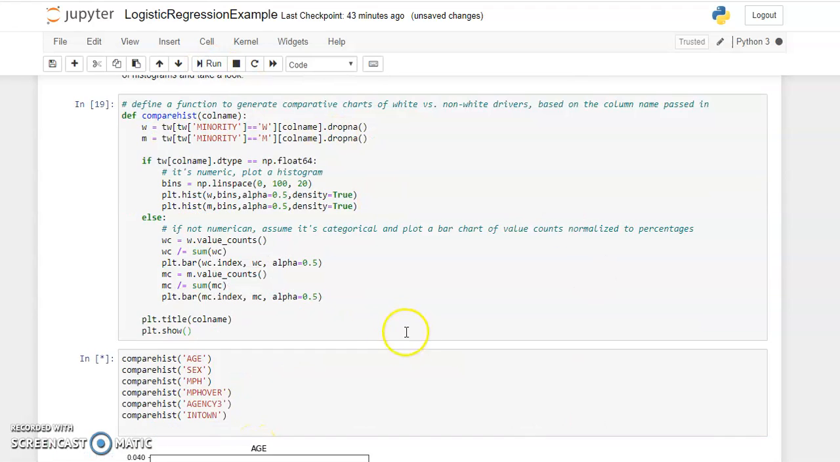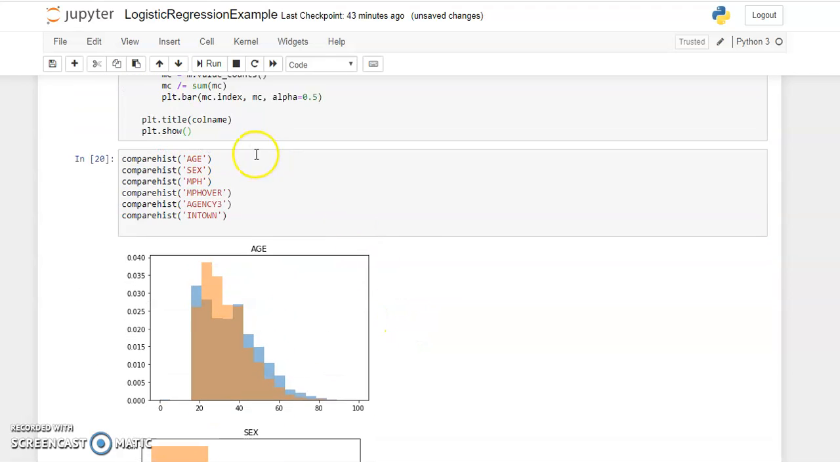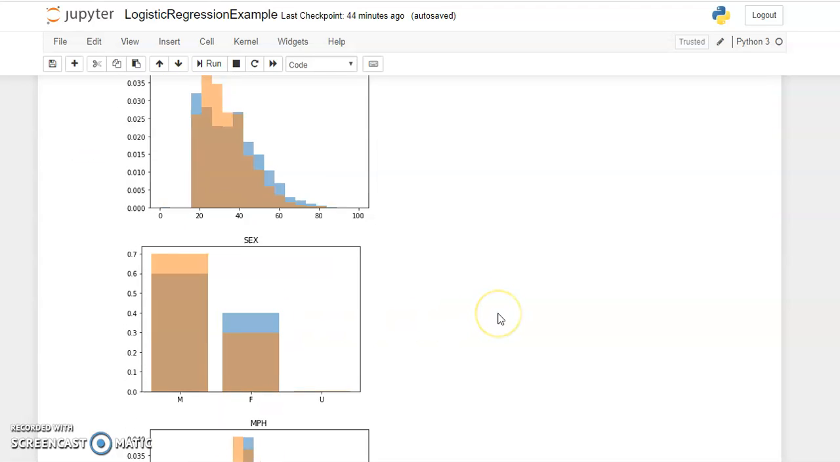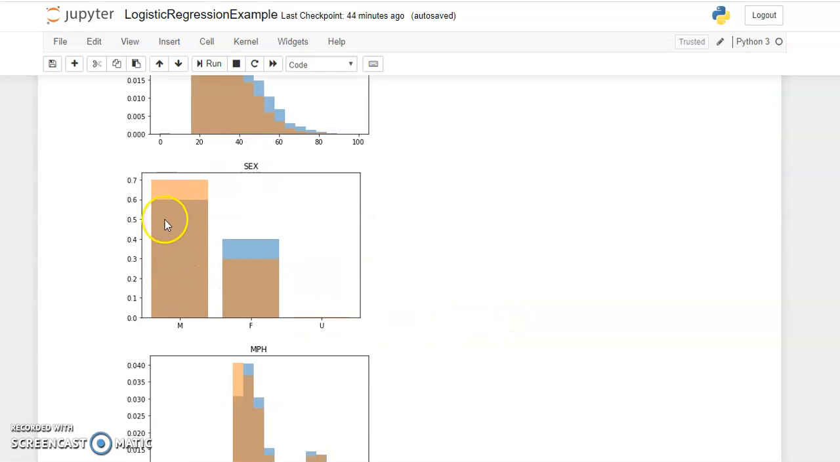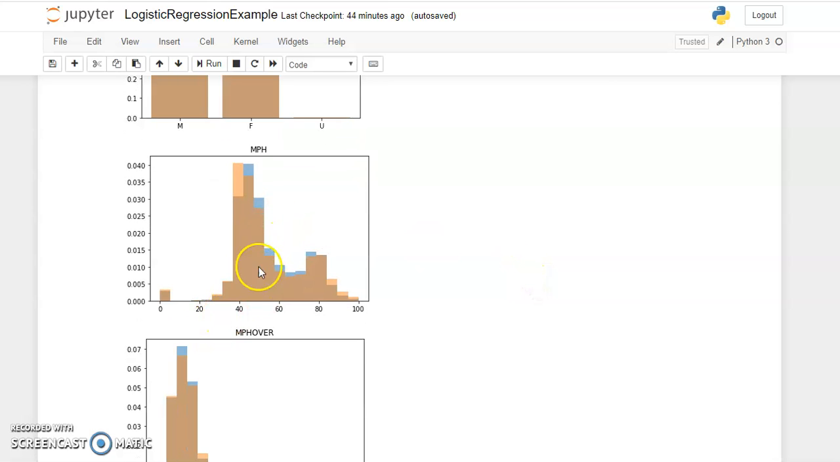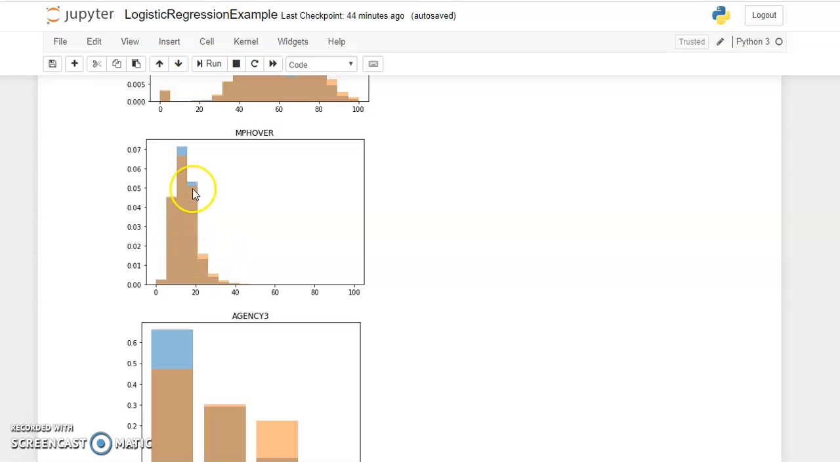And that's going to let us try to assess what we think the influence of these other factors might be. So we're going to get a bunch of stuff out of here. We're looking at the comparative age distribution. We do see that minority drivers seem to be a bit younger. They are more male. They are going, to a certain extent, fast. Their straight up miles per hour seems to be similar or a little bit lower. Again, their miles per hour over looks basically the same.